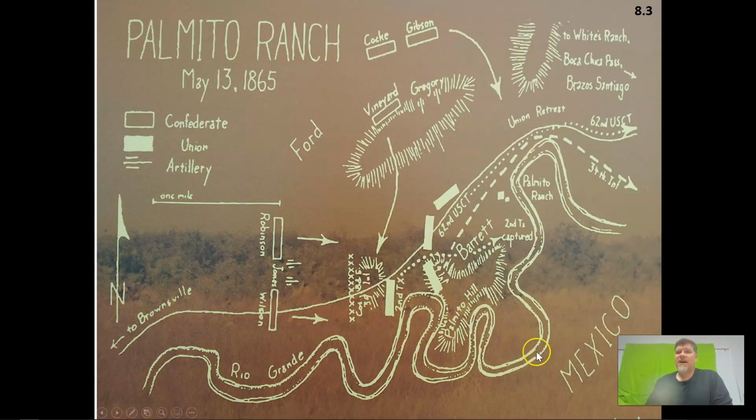This shows you where the fighting takes place. We can see the Rio Grande. We can see this takes place May 13th, 1865. You can see the Union forces are here. The Confederate forces are here, and they're attacking these Union forces as well. Ultimately, while it is a victory for the Union, it is too late.